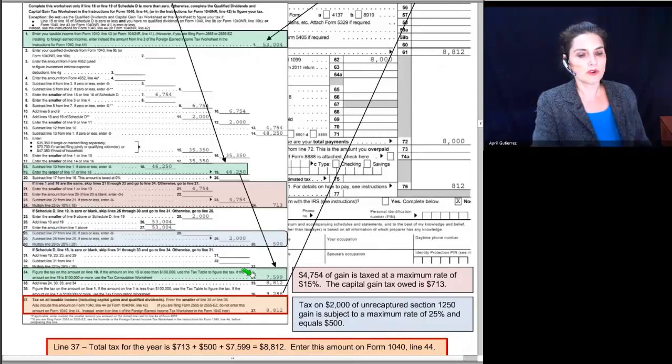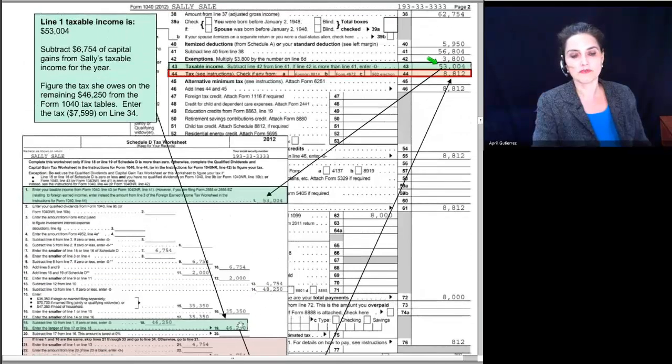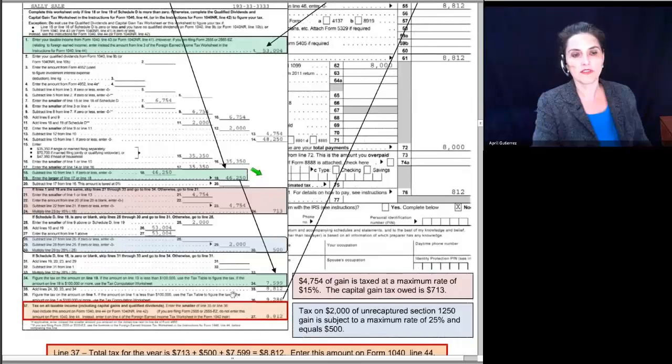It happens to be that the formula also asks you to look up the tax in the tax tables on the $53,004, and there is an entry for that on this worksheet, but ultimately we don't use the number. The other steps we do on the worksheet are to figure out how much tax is owed on the $4,754 of capital gain that is not from a recovery of depreciation. And it's subject to a maximum rate of 15%. So we take 15% of $4,754 and we get $713.